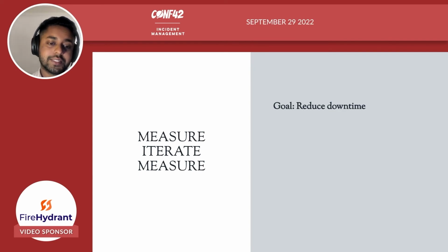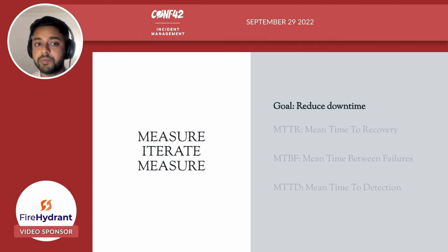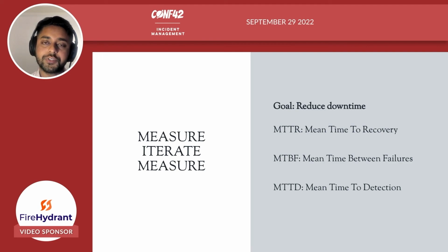The other lesson I learned is that it's really important to measure. Our goal as part of an incident management process is ultimately to reduce downtime for our services. However, how do we do this if we're not measuring this in the first place? So what are some things that we can measure? There are 3 metrics that I found to be very useful. First off, MTTR, or mean time to recovery. How long did it take us from when the incident began till we resolved the incident? That's a very easy one to measure.